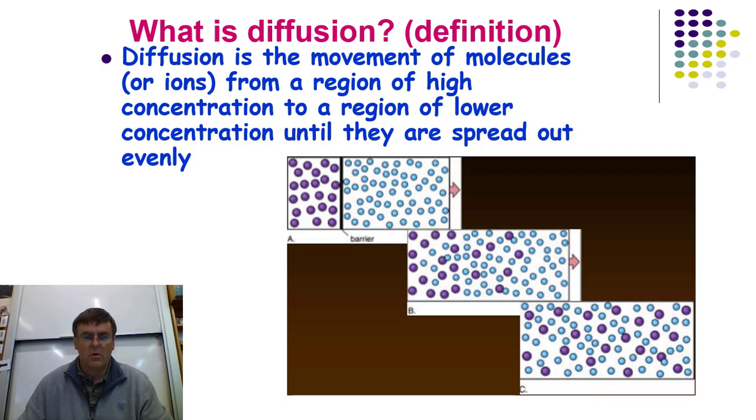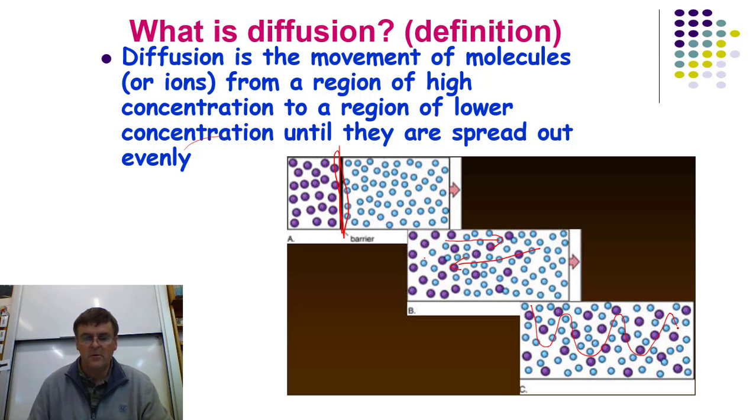So here's a diagram showing that. If we have a wall dividing two samples, and then we remove the wall, the purple will diffuse this way, because it's a lower concentration at this end. The blue will diffuse this way because it's a lower concentration at this end, until here where they both are all evenly spread out throughout the whole of the container. So it's going from a high concentration to a low concentration.